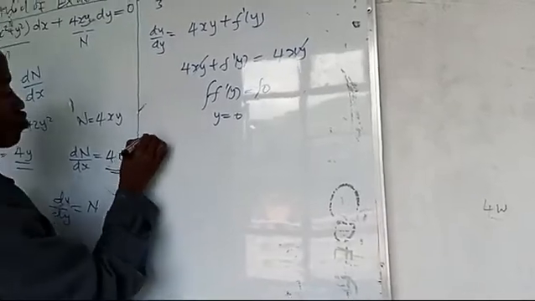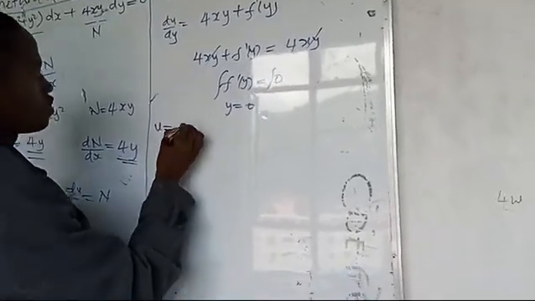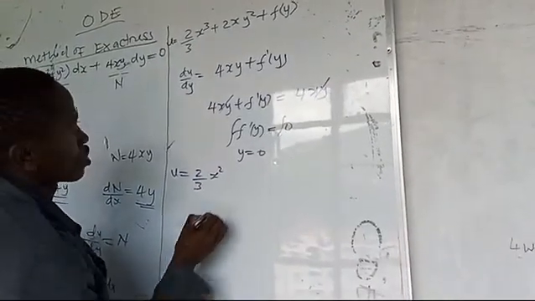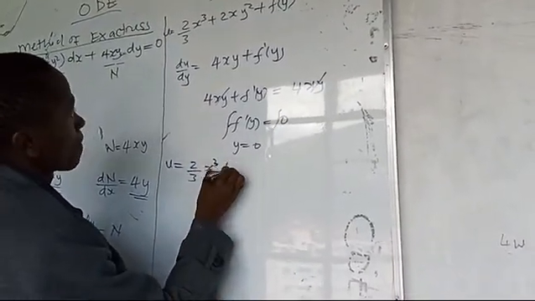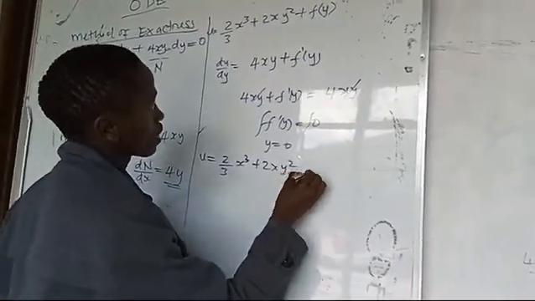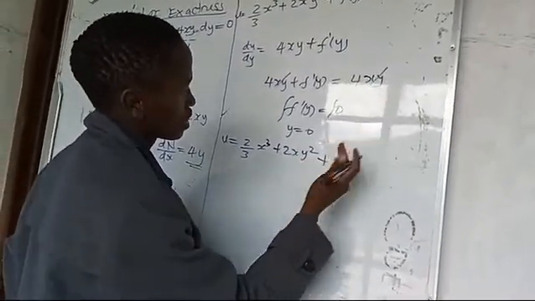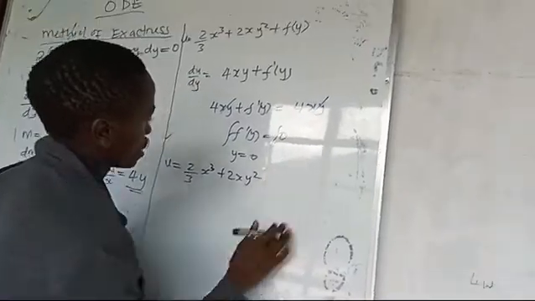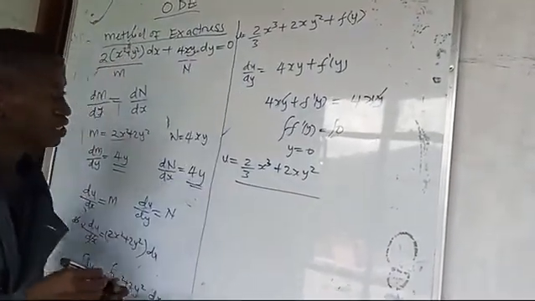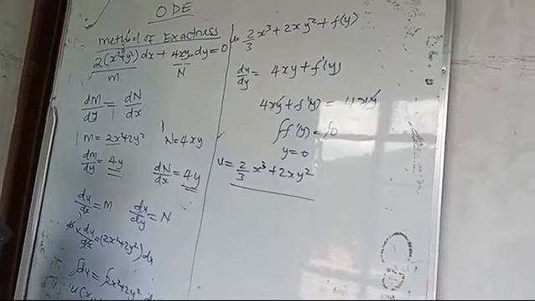So your u will remain as 2 over 3 x cubed plus 2xy squared. Now that this one is 0, you just leave it at that point. So this is the final answer. This is your u in terms of x and y.